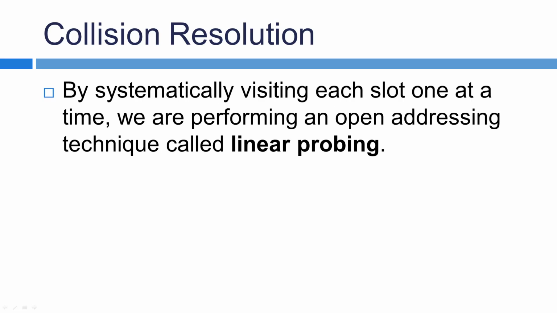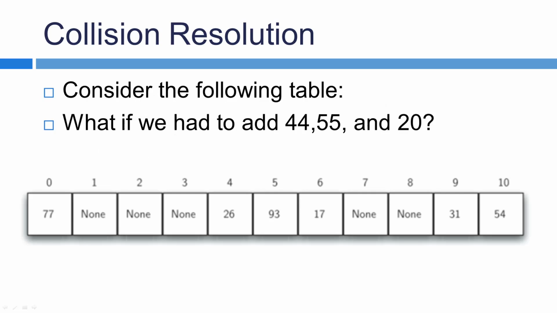By systematically visiting each slot one at a time, we are performing an open addressing technique called linear probing. So let's take a look at an example of this. Consider the following table. Here we have 77 in slot 0 because 77 mod 11 is equal to 0. But what if we also had to add 44, 55, and 20?